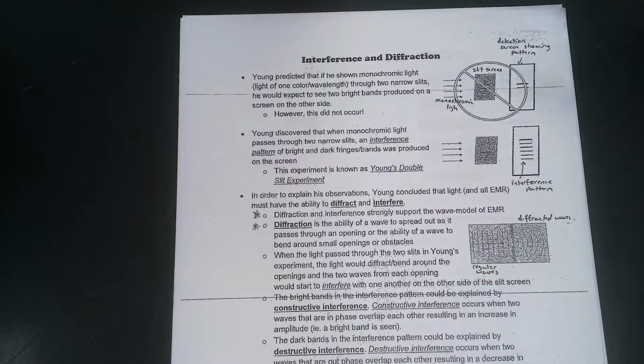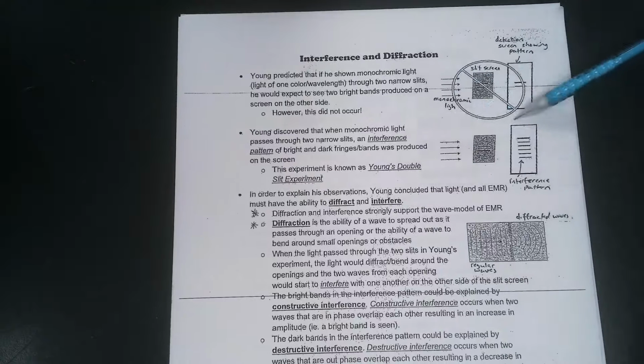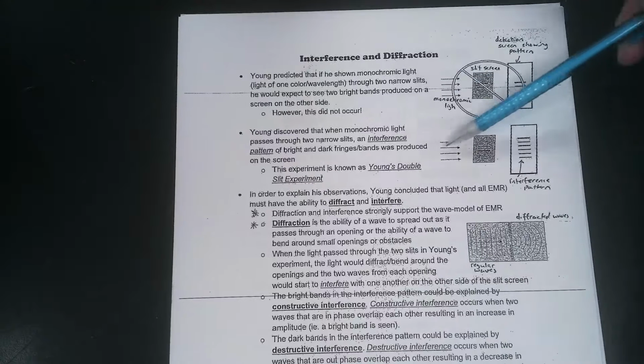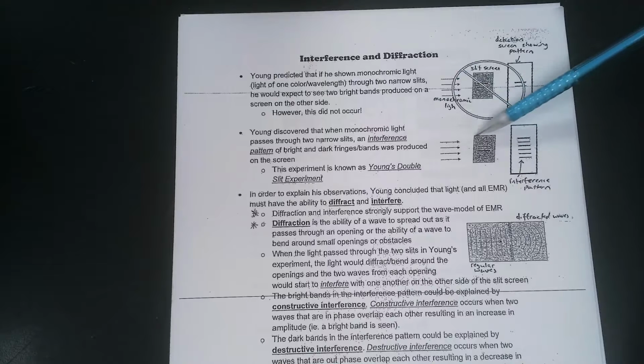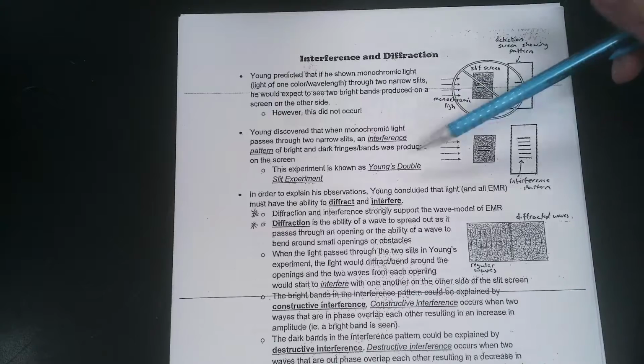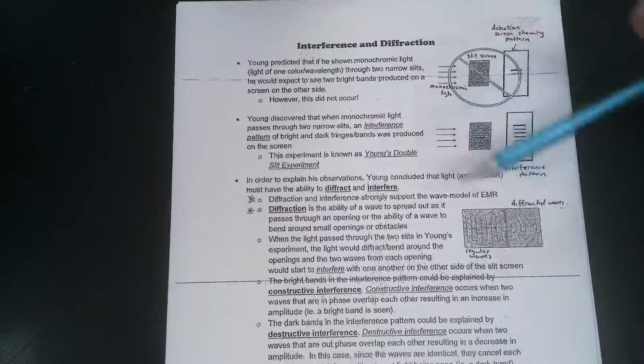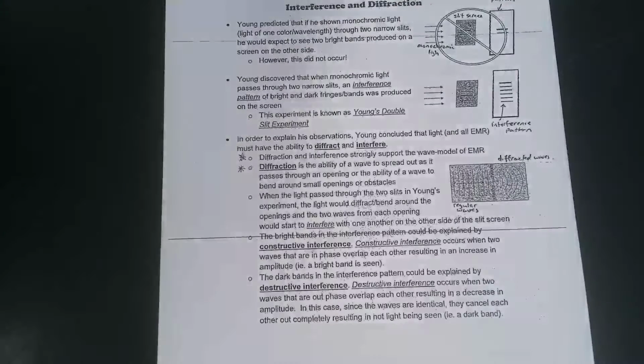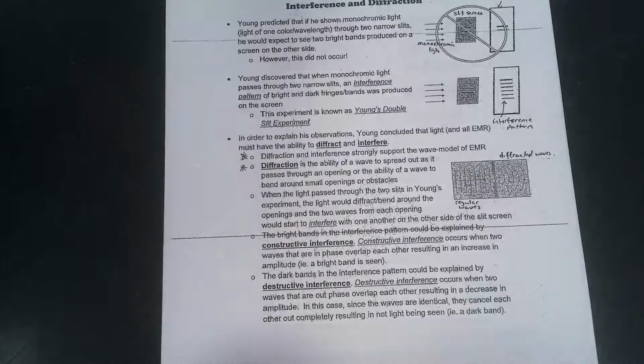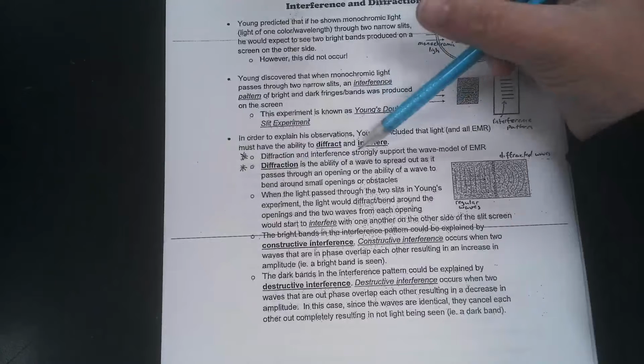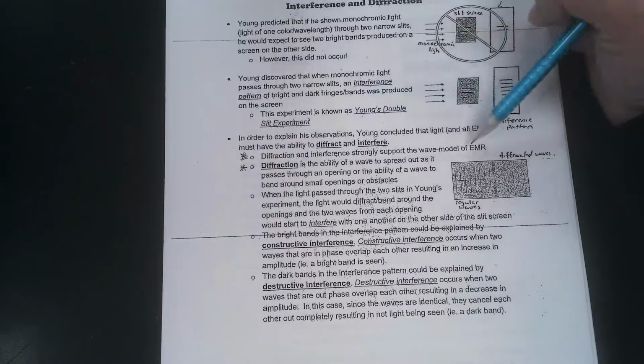The scientist that figured that out was Young, and this concept of monochromatic light coming into something that has two slits on it and being projected onto a background screen is known as Young's double slit experiment. He needed to explain it, and through all of his experiments he came up with these conclusions. The first two are the most important ones. It says diffraction and interference strongly support the wave model of EMR.